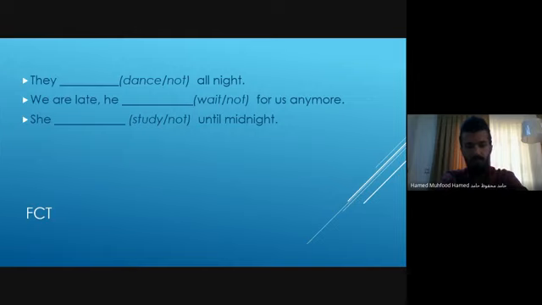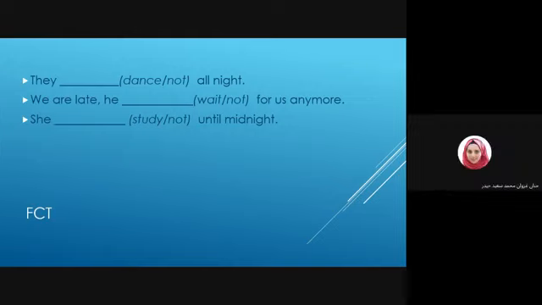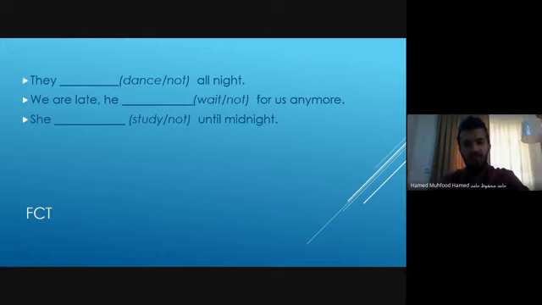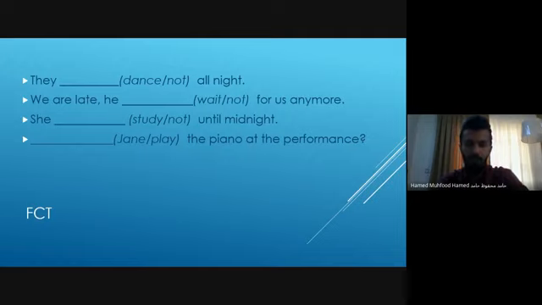Mustafa is not ready. Hanan? She will not be studying until midnight. Yes, she will not be studying until midnight. The fourth one, Jane plays the piano at the performance. Now this is an interrogative sentence. So how do we form an interrogative sentence?